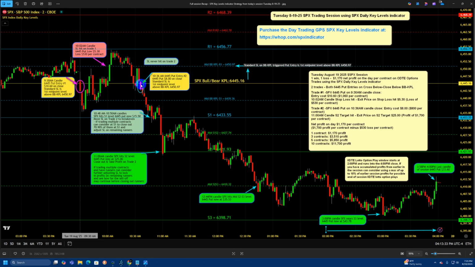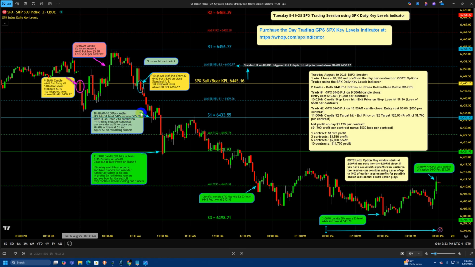So our second entry here, we have a nice stair step down, and then we have a touch of the S1 level here on the 10:48 through 10:50 AM candles. So SPX hits our S1 level here. The 64.45 put that we bought at 8 is now 15.50 on the close of this candle. If you're trading multiple contracts, you can consider at this point at the S1 level to close out between 70 to 90% of them at S1 and adjust the stop loss on remaining runners.